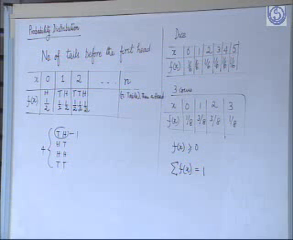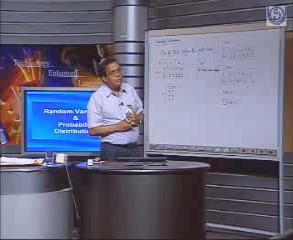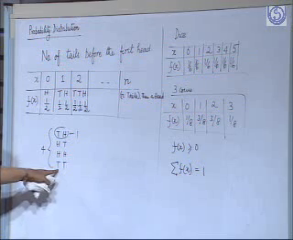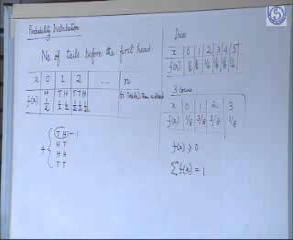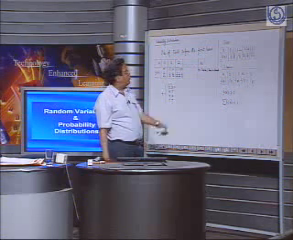N tails in n throws. 1 tail in 1 throw is how much? 2 tails in 2 throws is how much? 1 by 2 into 1 by 2. 3 tails in 3 throws is how much? 1 by 8.